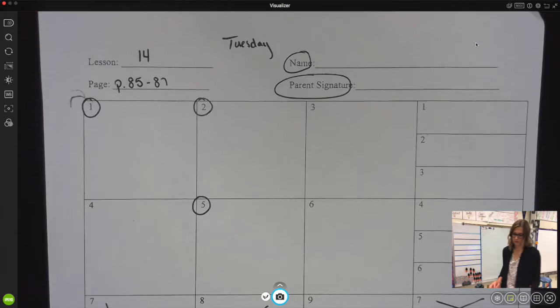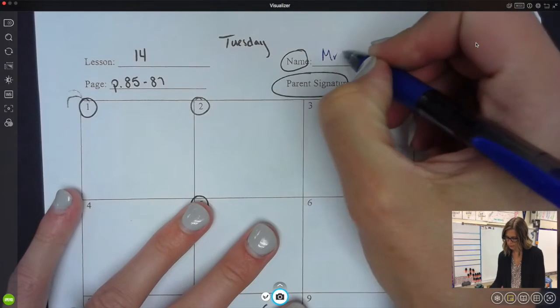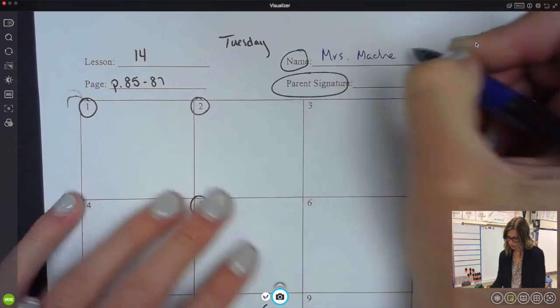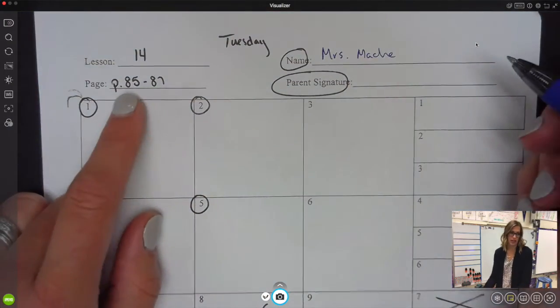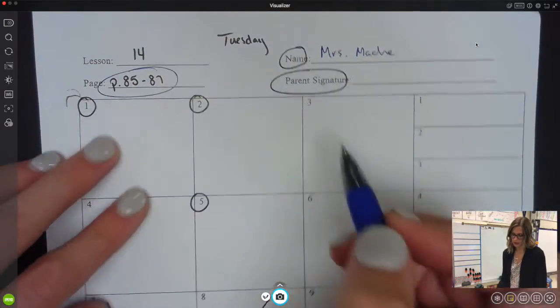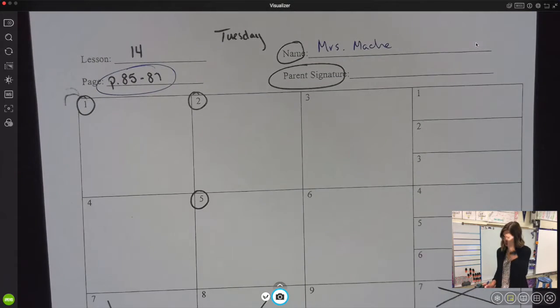Let's get after some problems for lesson 14. First things first, make sure your name's on top of your paper. Lesson 14, we're on page 85. Remember, you can always find it here, what page number we're on.